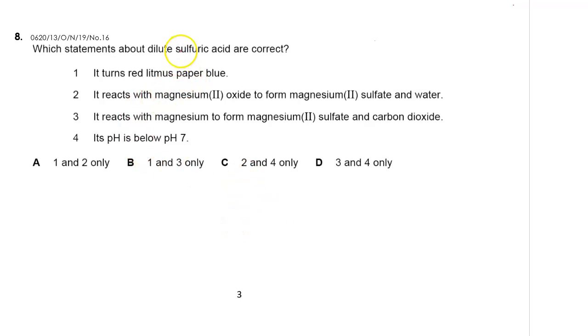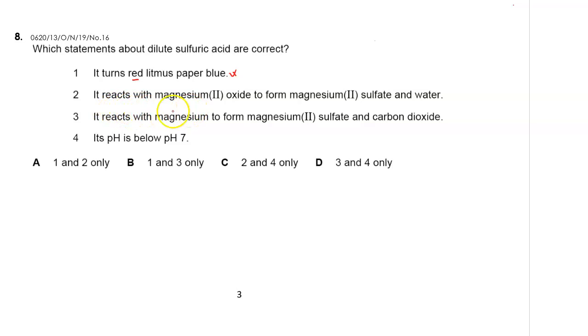Which statements about dilute sulfuric acid are correct? It turns blue litmus paper blue. I was thinking it turns blue to red. This is not true. It turns blue litmus to red, not red to blue. So 1 is not correct.